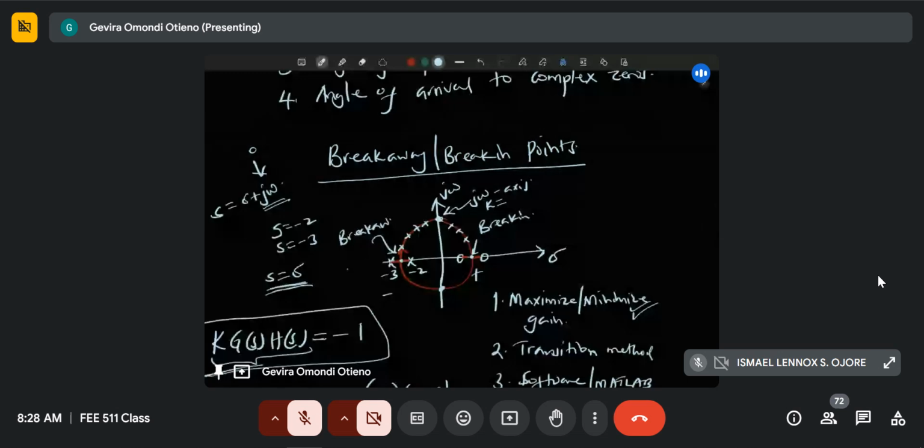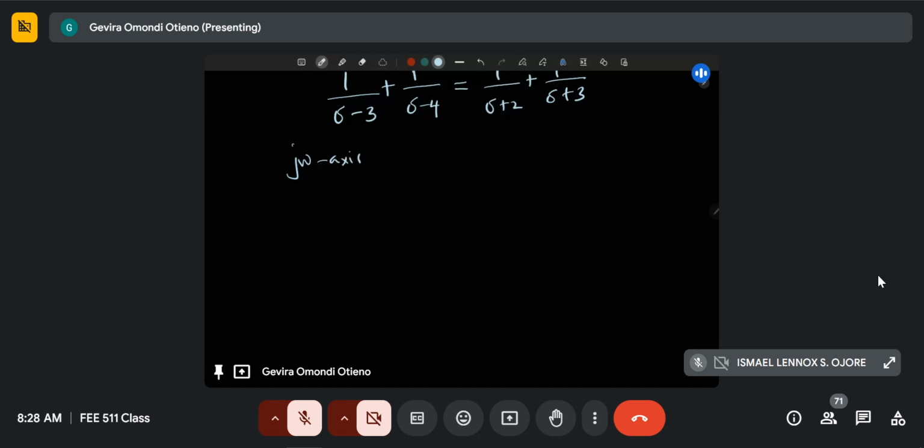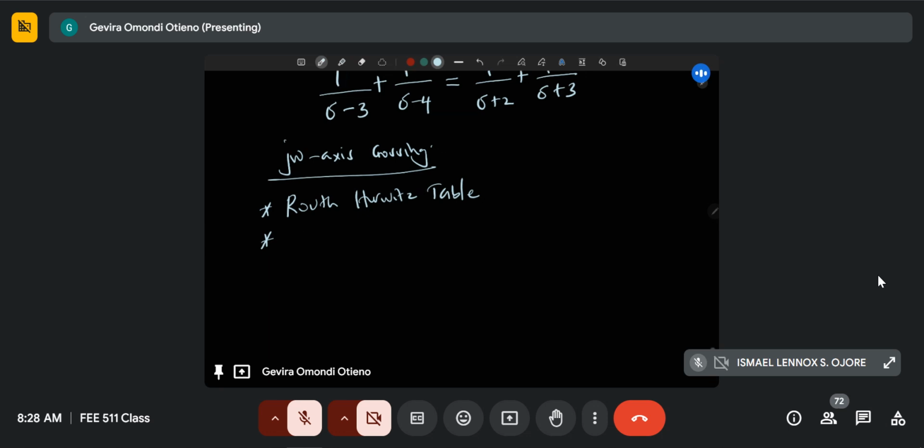Now, I will explain this, but you need to pay a lot of attention to how this is done. Whenever we are calculating the J omega axis crossing, we normally use the Routh-Hurwitz table. So we have to come up with the Routh-Hurwitz table. But again, we also have to use the characteristic equation.